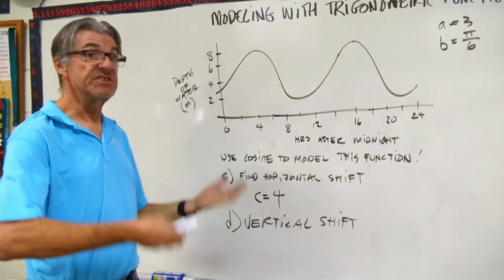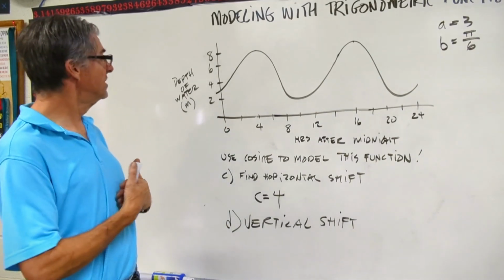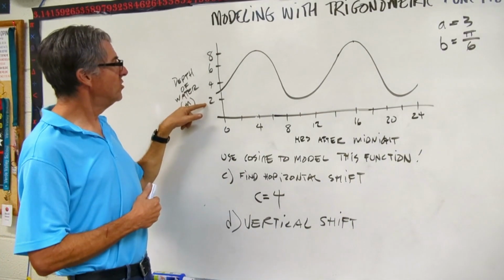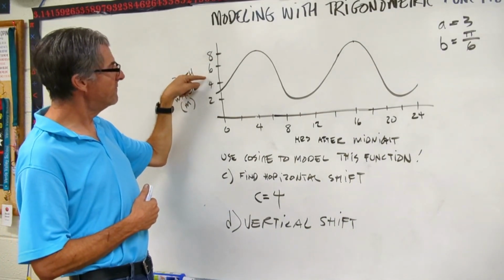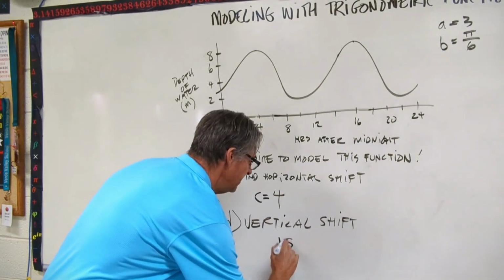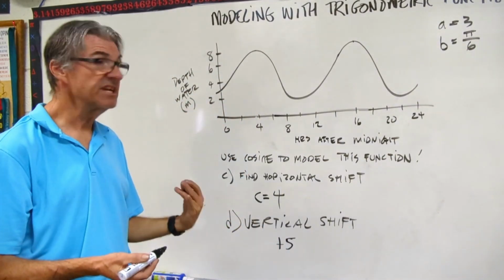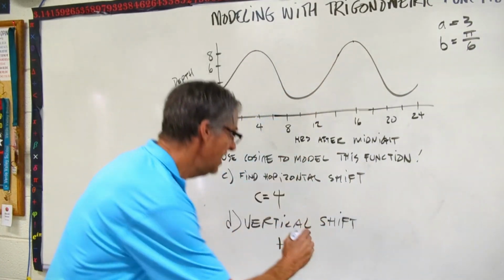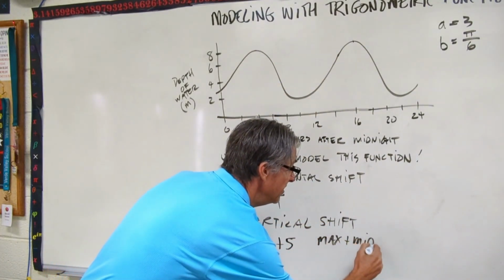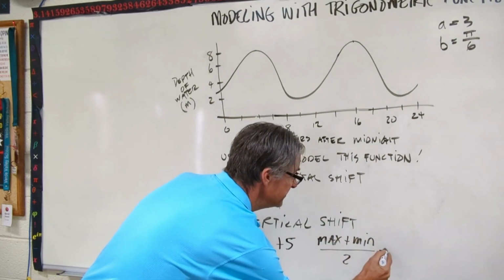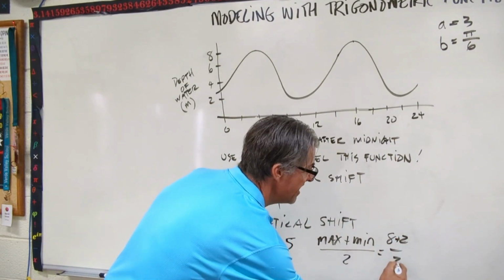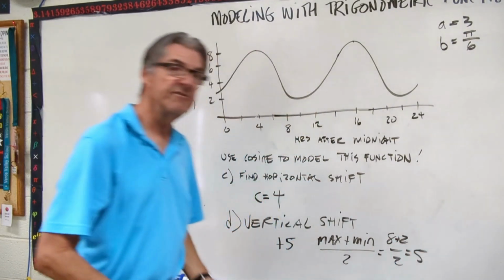The principal axis is also the vertical shift. So my max is 8, my min is 2, so halfway between there is 5, so my vertical shift is plus 5. Now there's another, more formulaic way to get that, just like finding amplitude, and that's just max plus min over 2. So this is going to be 8 plus 2 over 2, and you can see right now that that also gives us our 5.